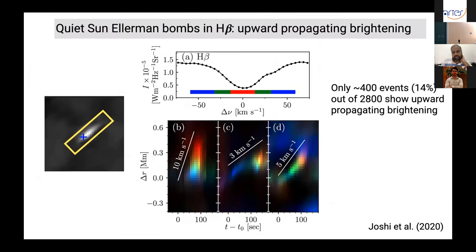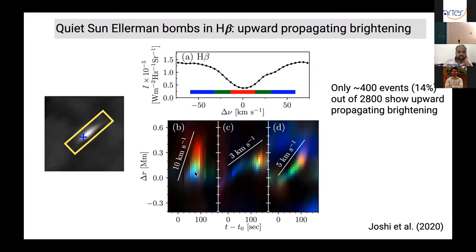And then we analyzed how the brightening appears in the line core with respect to the line wing. What you see here, for this particular event, is a space-time plot. X is time and Y is the slit. Different colors in this space-time plot are basically intensity at different wavelength positions. If it is red, it is in the line core. If it is blue, it is the line wing.